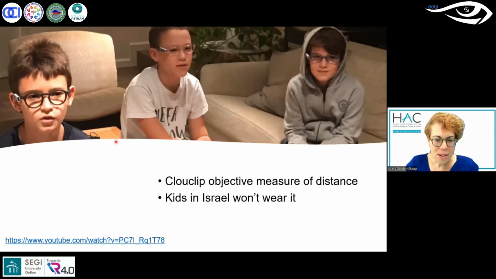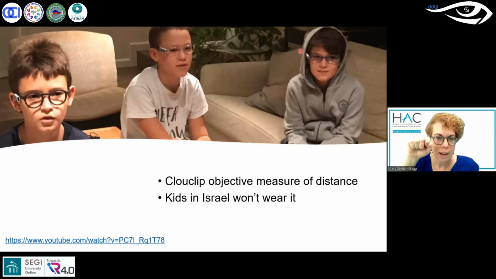Okay, so one of the things we wanted to do was to objectively measure viewing distance, with our hypothesis being that the ultra-Orthodox kids spent more time at shorter distances. To do that, we have this device called a Clouclip. A Clouclip sits on the kids' glasses, or you give them a pair of Plano glasses if they don't have them, and it sends out a beam of infrared light.